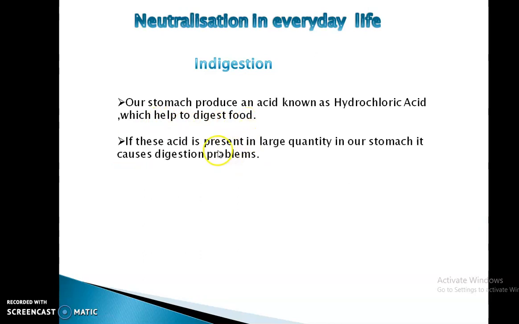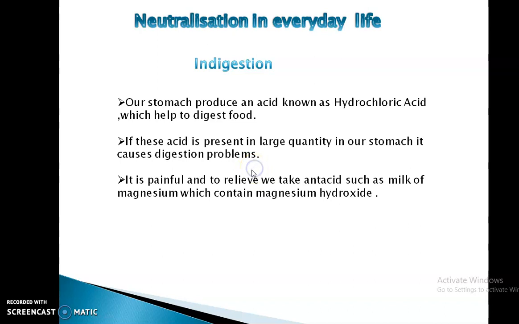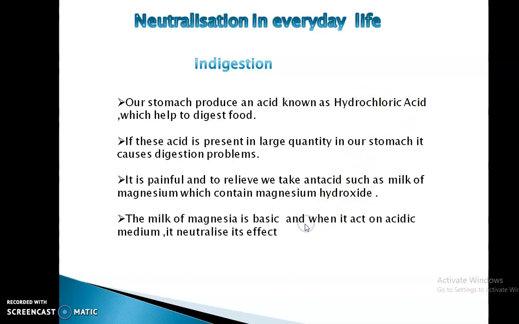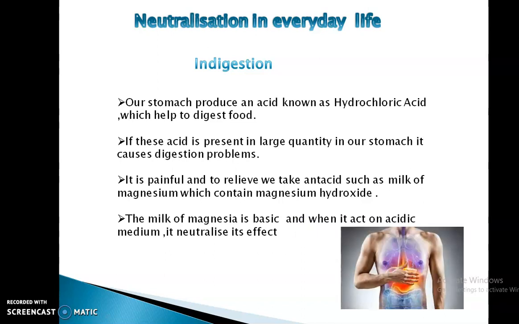If this hydrochloric acid is produced in large quantity, it causes digestion problems as well as a chest burning sensation. So it will be very painful. To relieve this pain, we take an antacid such as milk of magnesia, which contains magnesium hydroxide. It is basic in nature, and because hydrochloric acid is acidic in nature, they will neutralize each other's effect and we will get relief from indigestion.